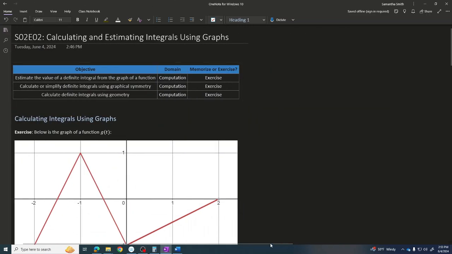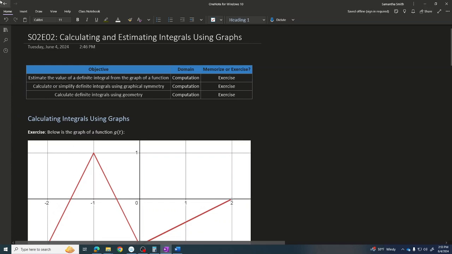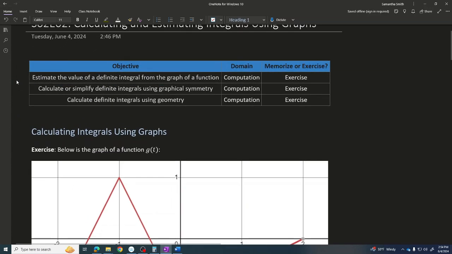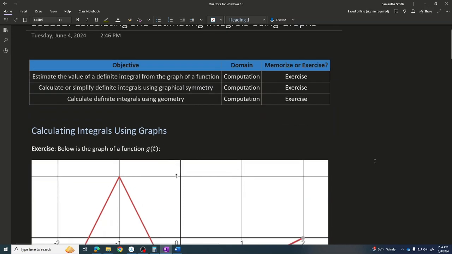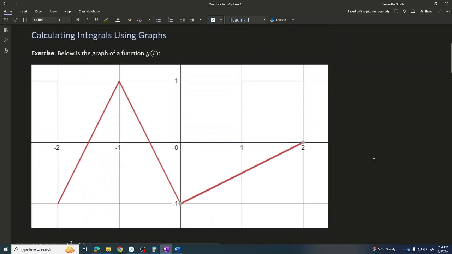In today's episode, we are going to be continuing to explore this connection between the definite integral, also sometimes known just as an integral for short, and the graph of a function. Well, for the exercises that we will be exploring, first up we have the graph of this piecewise linear function g of t.